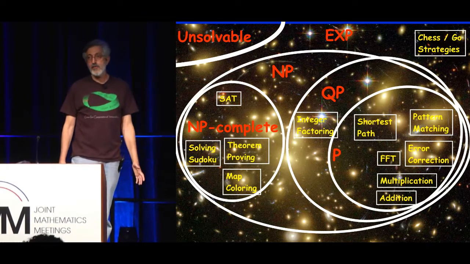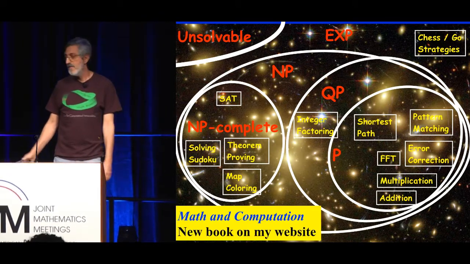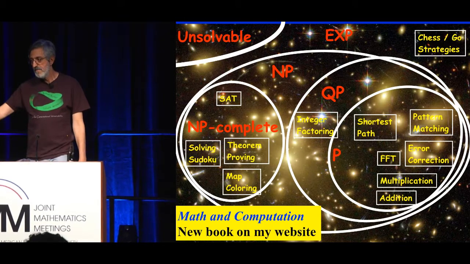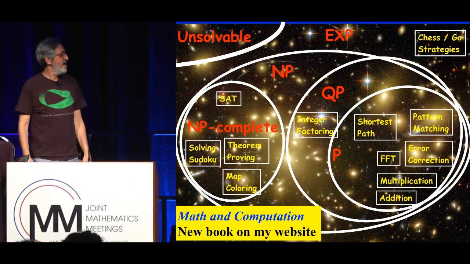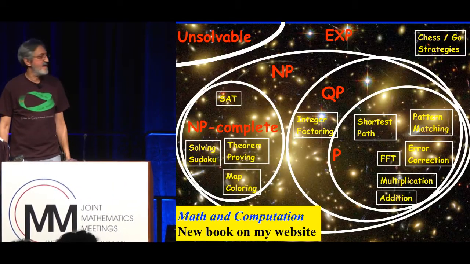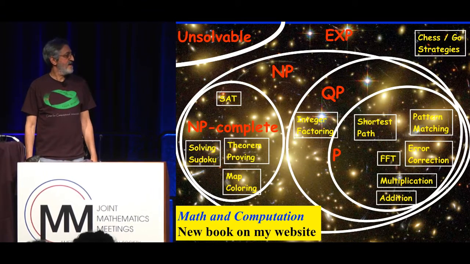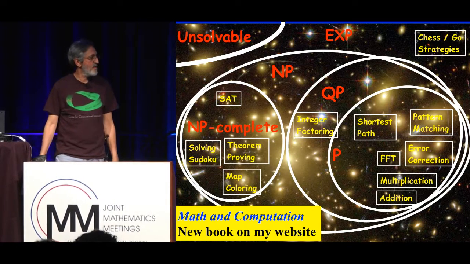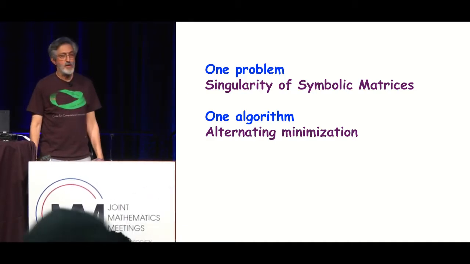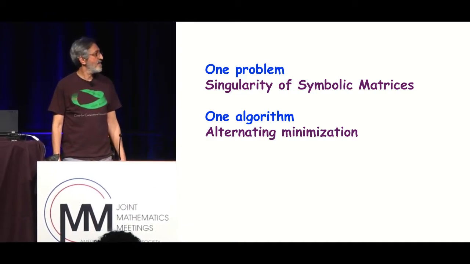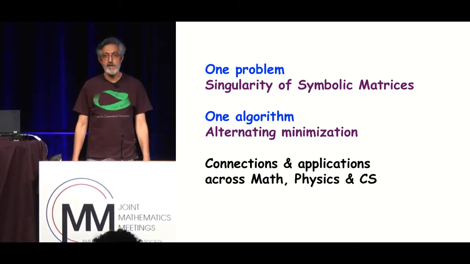And what I'm going to do today is focus on just one problem and one algorithm. Before I do that, I want to advertise, if you want to read about computational complexity, a book that I just put out, which is free on my website. You can read a lot about all the things I won't say. So as I said, I'll focus on one problem and one algorithm. The problem I'll talk about is the singularity of symbolic matrices. Sounds very specific. The algorithm I'll talk about is alternate minimization. Also sounds very specific.